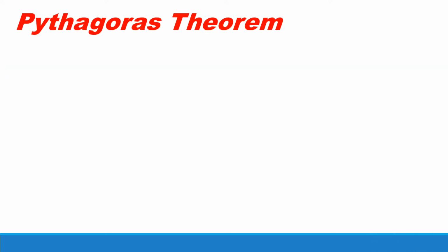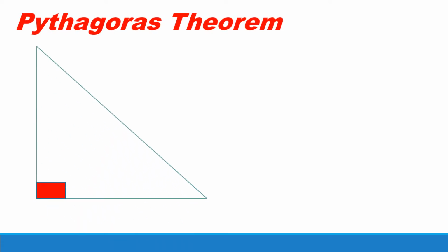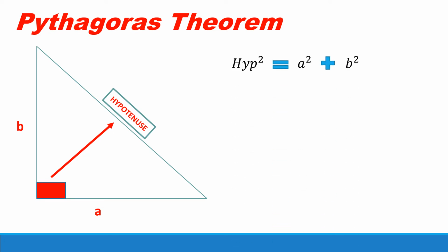Let's go straight into the Pythagoras Theorem formula. Here we have a right angle triangle. One side we're going to label A. The other side is B. Now we know that the side that is opposite the right angle is known as the hypotenuse. The formula: hypotenuse squared is equal to a squared plus b squared. So the long side squared is equal to the sum of the squares of the two short sides.